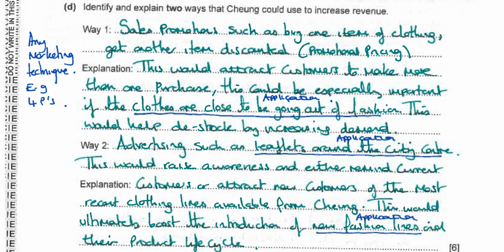So again, I've put just in the column, any marketing techniques would be fine for 1D. I've just included a couple. I've just included sales promotions or promotional pricing, and I've included advertising. But it could be anything to do with promotional mix, it could be anything to do with place, it could have been anything to do with product or anything to do with price.